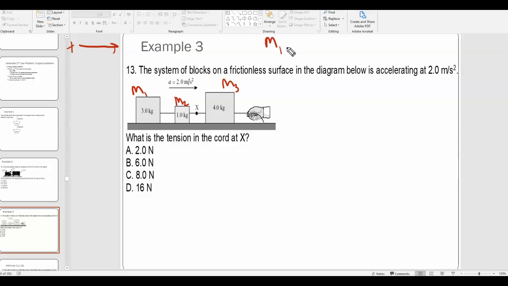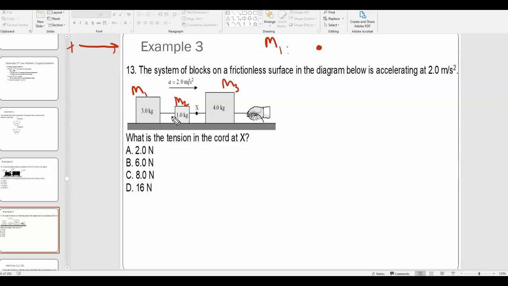For mass 1, I draw the FBD. Focus on what is actually touching the objects. That's the key to these problems. Because somebody's going to be like, oh, the hand is pulling on mass 1. No, it's not. The hand is way over here. Focus only on mass 1. What is directly touching mass 1? The only thing directly touching mass 1 is this rope right here, this tiny little string.